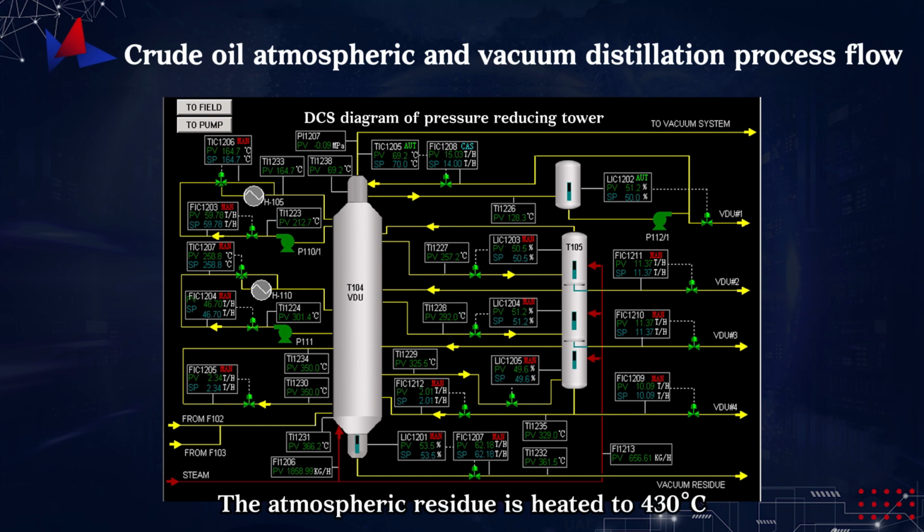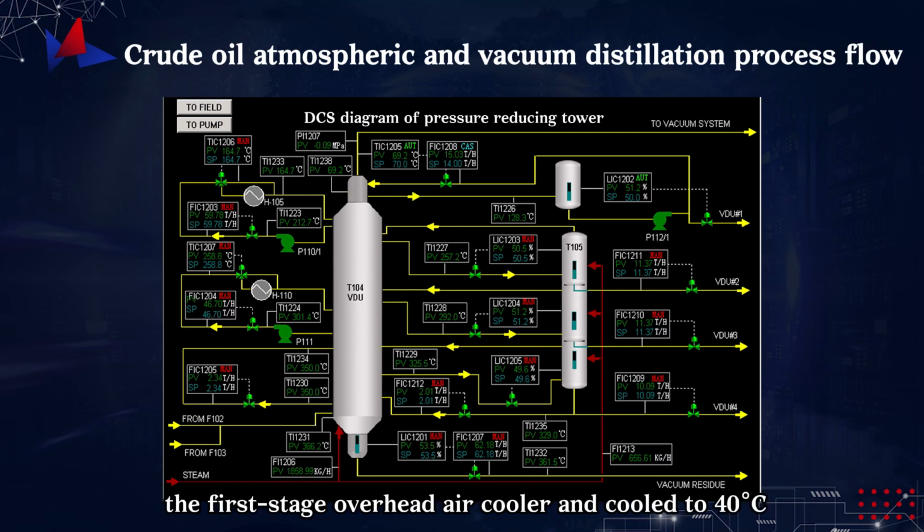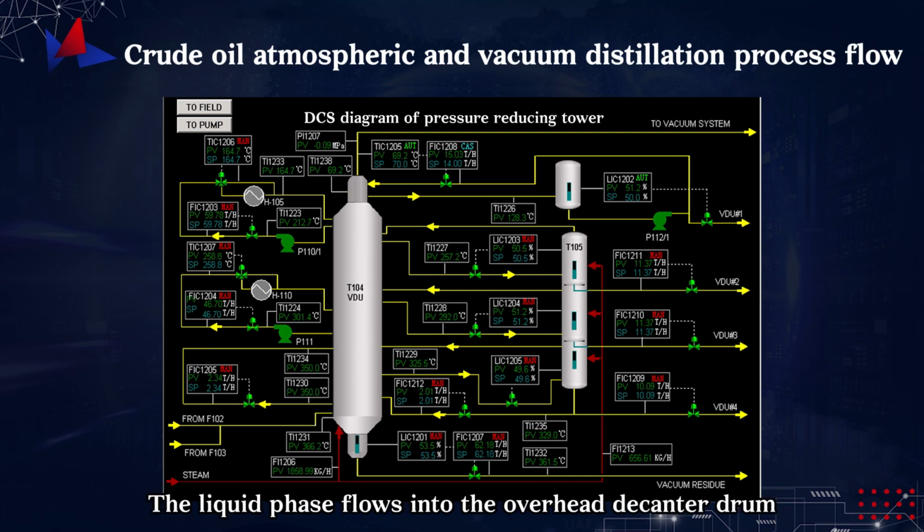The atmospheric residue is heated to 430 degrees Celsius in the vacuum furnace F102 and enters the vacuum tower T104 for vacuum distillation. The vacuum overhead oil gas is extracted by the first stage vacuum ejector to the first stage overhead air cooler and cooled to 40 degrees Celsius. The liquid phase flows into the overhead decanter drum.